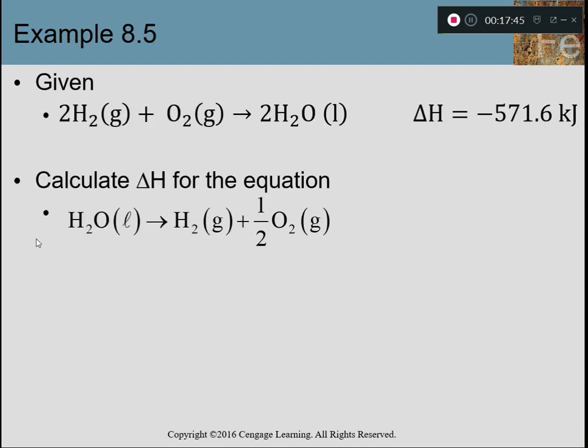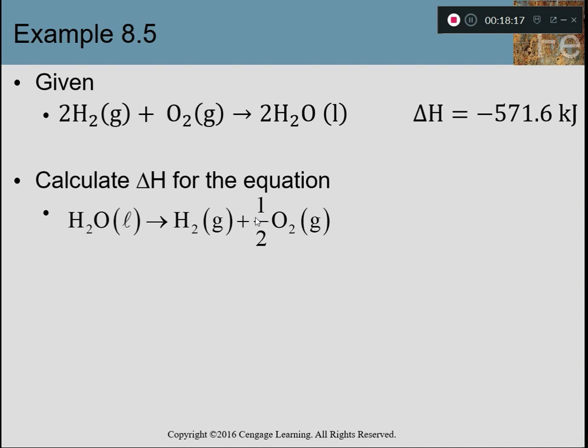So let's think about doing this. We want to know what's the energy that is released when 1 mole of water is broken into 1 mole of hydrogen and a half a mole of oxygen. I want to know how much energy is released or absorbed when this reaction takes place. Again, with the concept of having only 1 mole of water making 1 mole of hydrogen and a half a mole of oxygen.